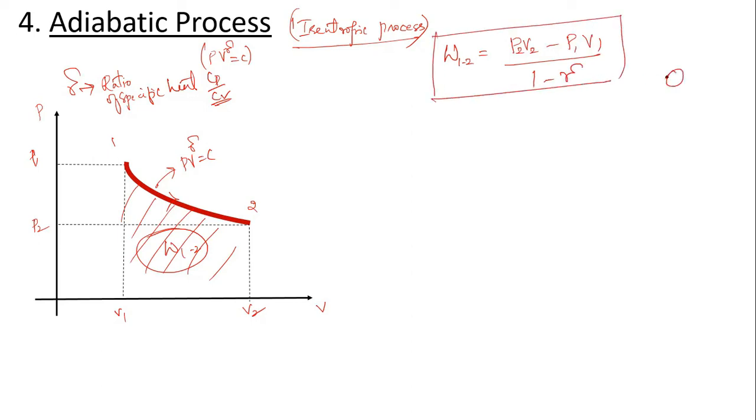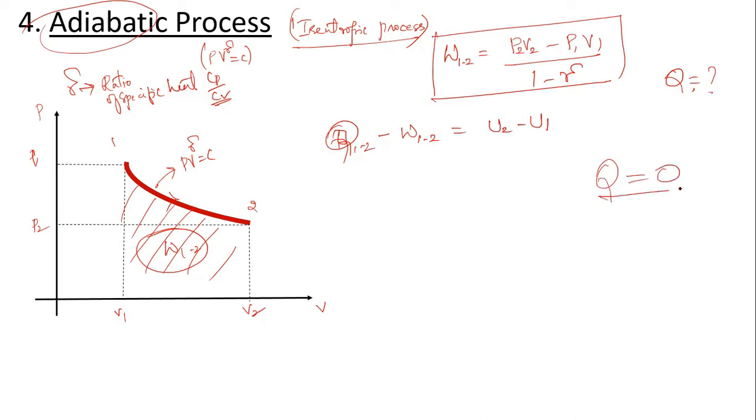Now our task is to find Q. How much is the Q? Now applying the first law of thermodynamics, Q1 to 2 minus W1 to 2 is U2 minus U1. Before that, we should know it is an adiabatic process. What do you mean by adiabatic process? There is no heat transfer between the system and surroundings. Therefore, Q is equal to 0.